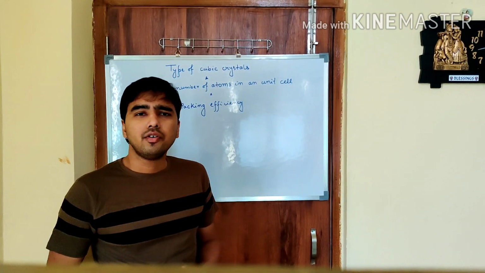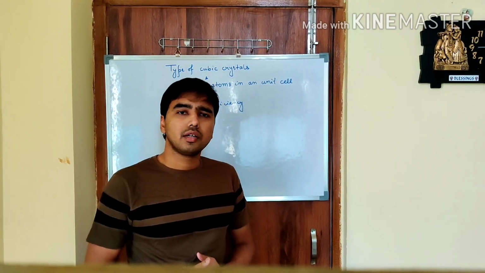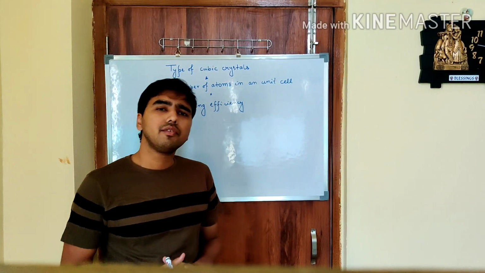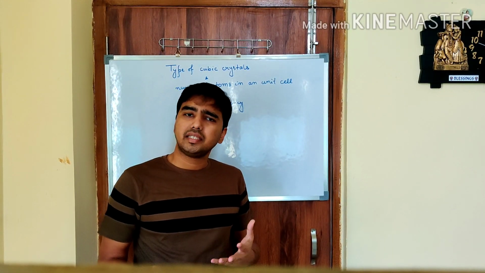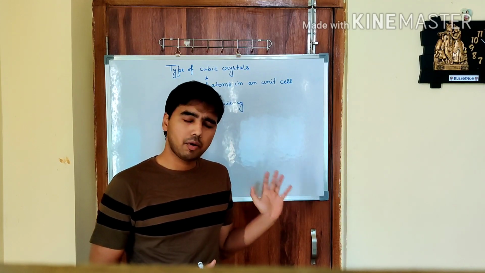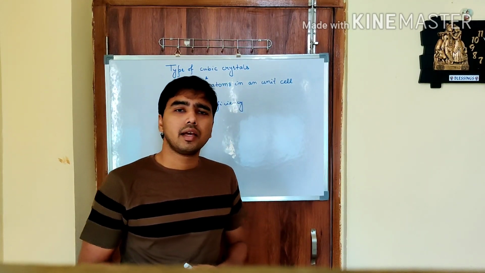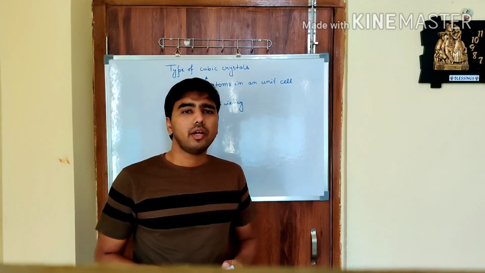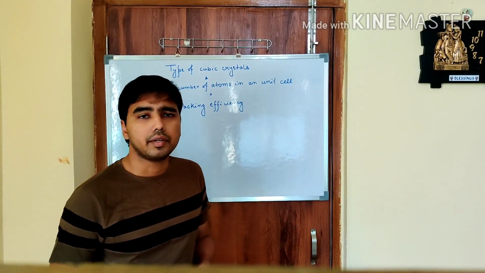In the last video, we had a discussion on the type of crystalline solids. There we have seen BCC, FCC and simple cubic structures, with the help of the diagram. Now, today we are going to go into the mathematical portion of this chapter.